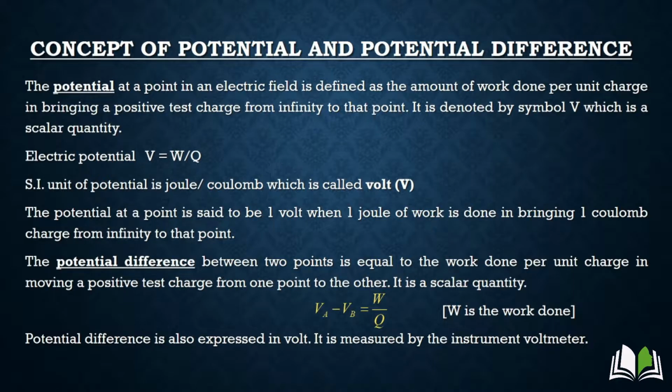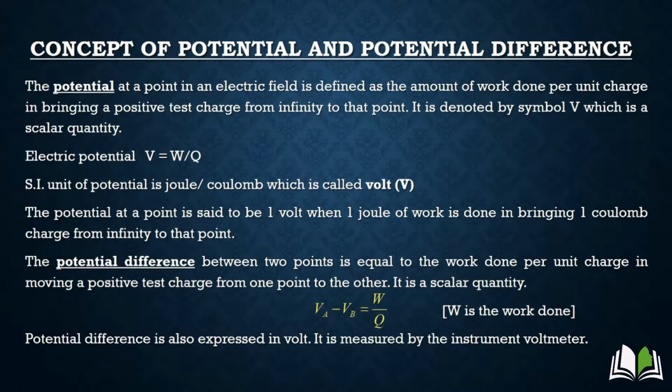So what is the definition of 1 volt? When 1 joule of work is done in bringing 1 coulomb charge from infinity to that particular point, it is called 1 volt. 1 volt is equal to 1 joule divided by 1 coulomb. So the unit volt can be written as joule per coulomb also.